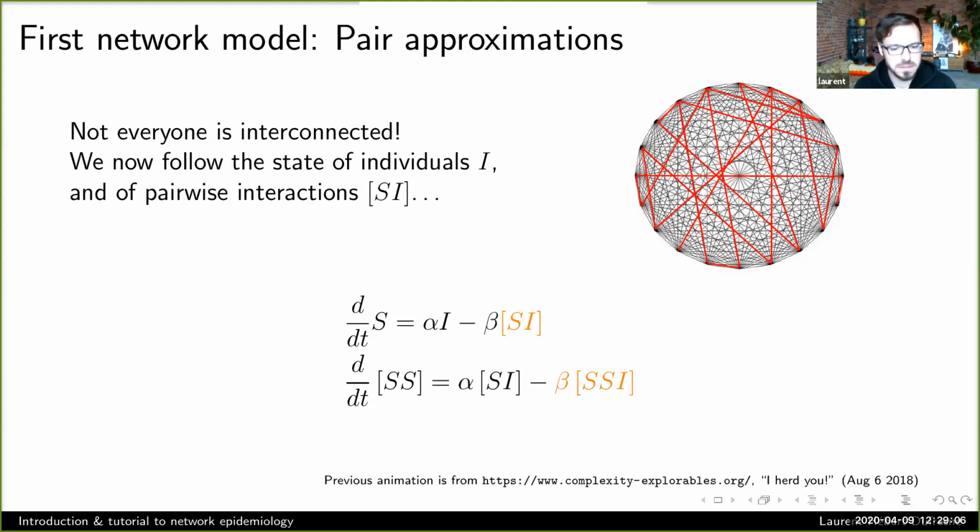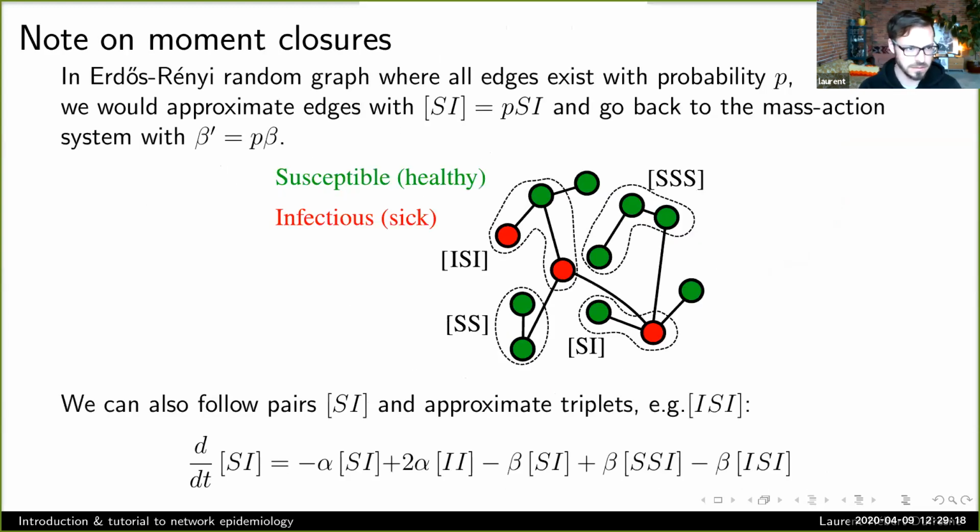And here I'm writing what these equations might look like. The problem already is that if I want to follow the evolution of SS pairs, I'm going to be thinking about triplets, about SSI triplets of nodes. To illustrate that, let's look at this little network here. Triplets wouldn't be a problem if we knew the network would be fully random, if we knew that every edge occurs with a fixed probability. In fact, if we make that assumption, so classic Erdős–Rényi graph, we would just go back to the mass action model. So we don't want to do that.